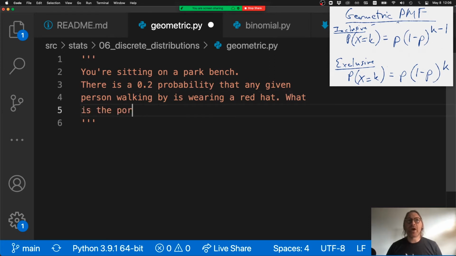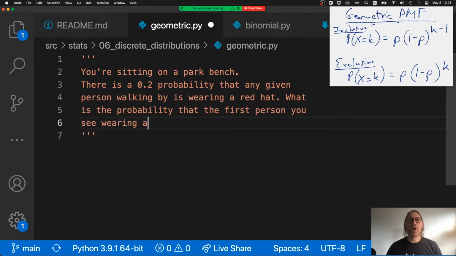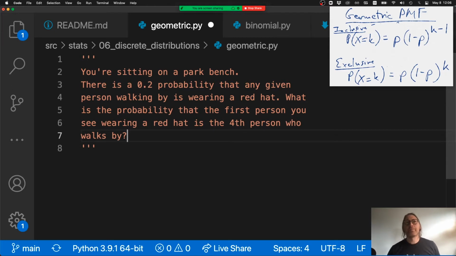What is the probability that the first person you see wearing a red hat is the fourth person who walks by? Okay. So we know our probability here, right? We can see our probability clearly. The probability of wearing a red hat is 0.2.